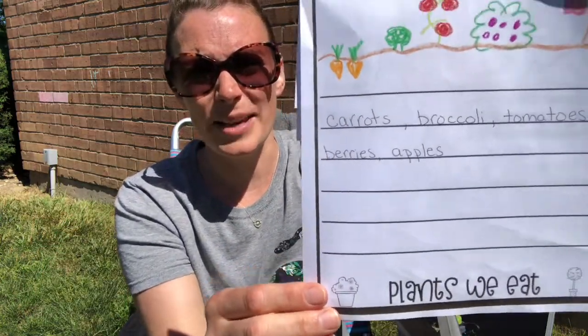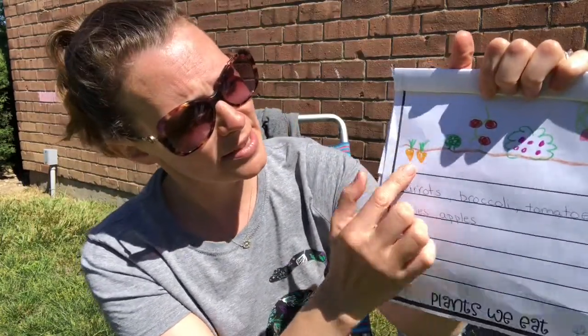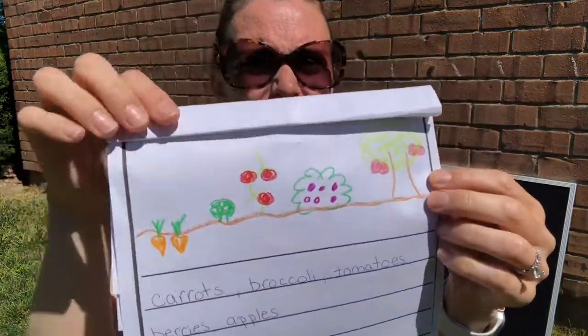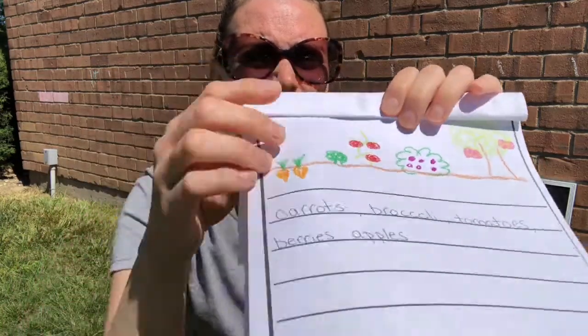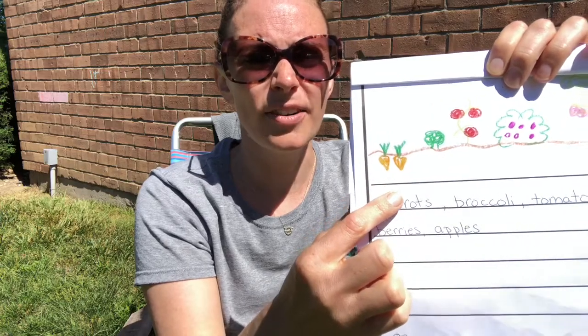And then the last page is called Plants We Eat. And there are so many plants that we can eat. I didn't have enough room to fit all of them on this page, but I drew carrots, broccoli, tomatoes. You can see my tomatoes are growing up on a vine, some berries on a bush, some apples in a tree. Oh, and did you notice where my carrots are growing? They're growing under the ground.